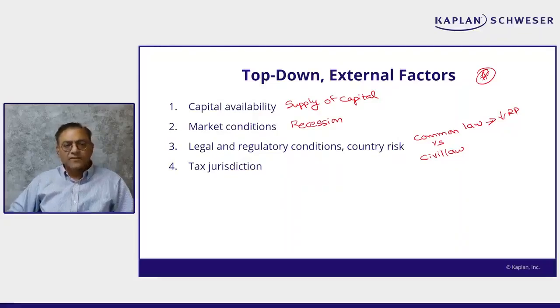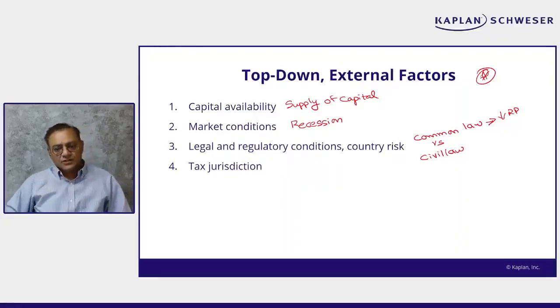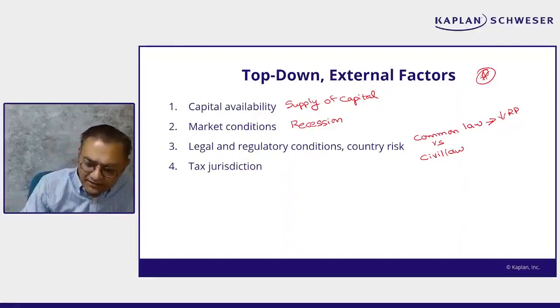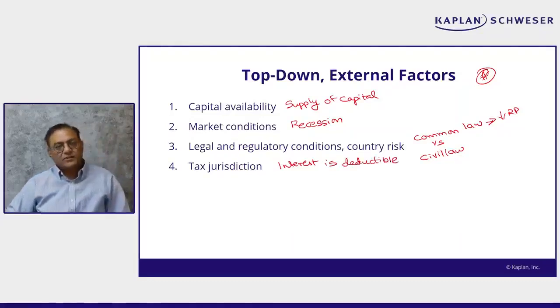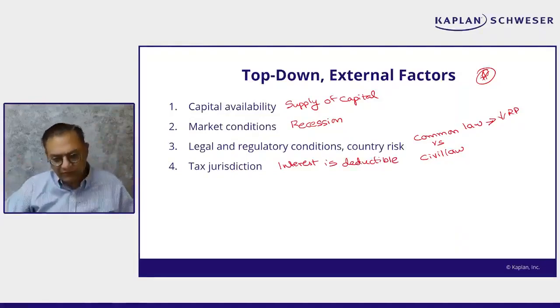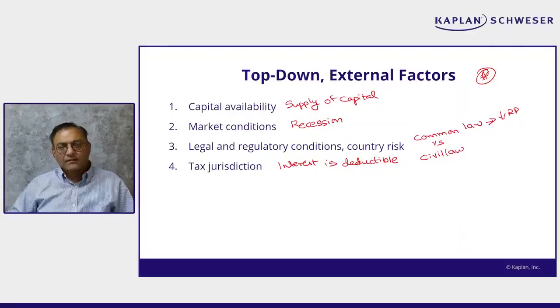Finally, the tax jurisdiction and whether interest is deductible for tax purposes. In those countries where interest is deductible for tax purposes, there is an implicit government subsidy for using debt capital, and the higher the tax rate, the higher the subsidy that is implied in using debt. It reduces the cost of debt.